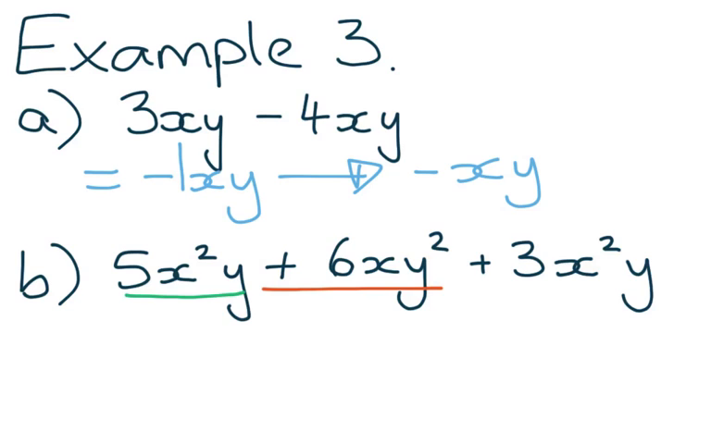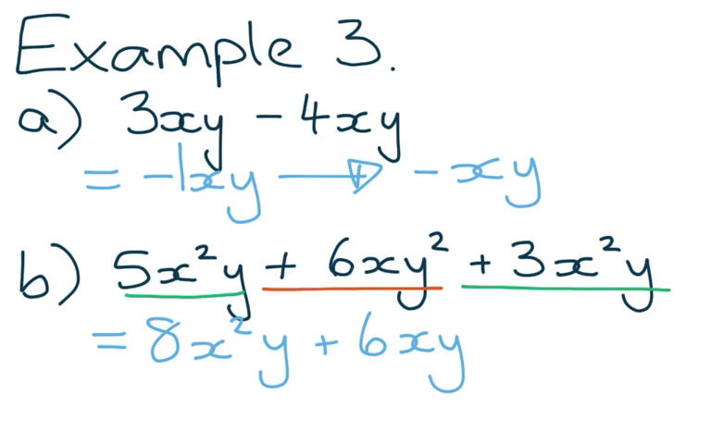And then we're going to look at the third term and see if it's the same as one of the previous or whether it's something different again. You can see that the x is raised to the power of 2 and the y is by itself. So it actually matches with the 5x squared y. And then all we do is we add up, because this is all positive, we add up the two green ones that are the same. So 5 plus 3 is 8x squared y plus 6xy squared. And that would be our final answer for that one there.